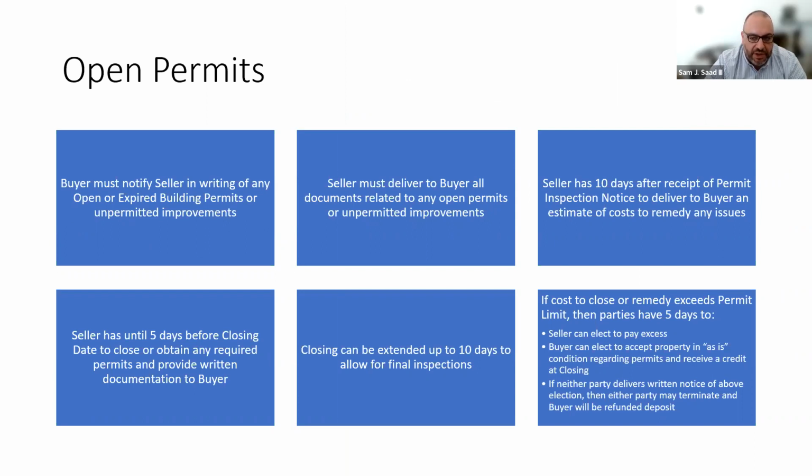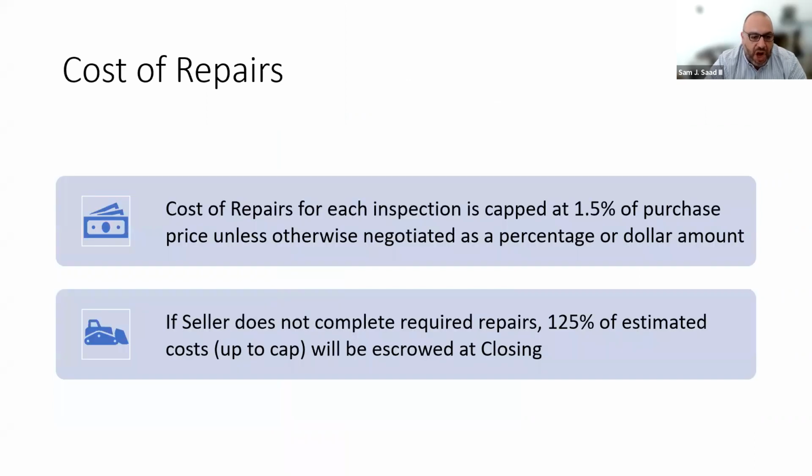This just lays it out a little differently for you. Talking about the cost of the repairs, typically your WDO, your general inspections, and your permit inspections can exceed 1.5% of the purchase price each. So that's up to 4.5% of the purchase price that the seller could be obligated to for inspections under the default. You can change that default in Section 9 of the contract. And if the seller does not complete the repairs during the pendency of the contract, as in after closing, you do an escrow up to 125%, but only up to the cap set in the contract.